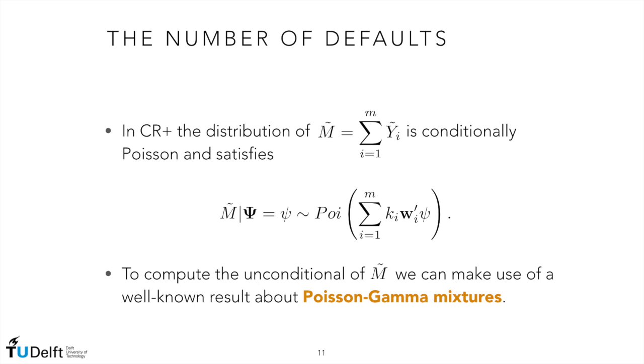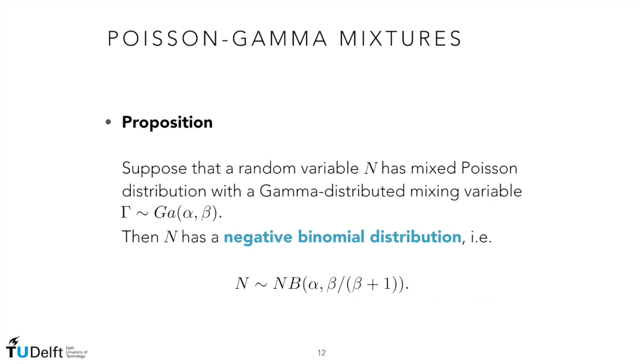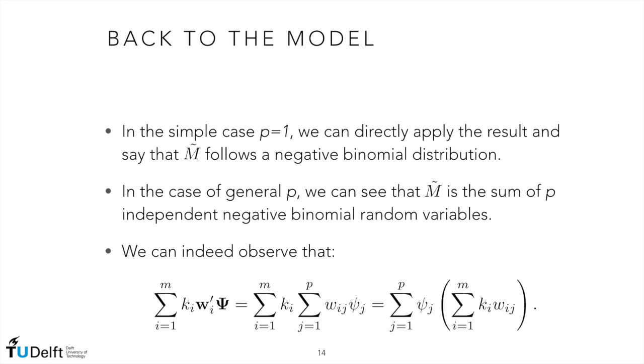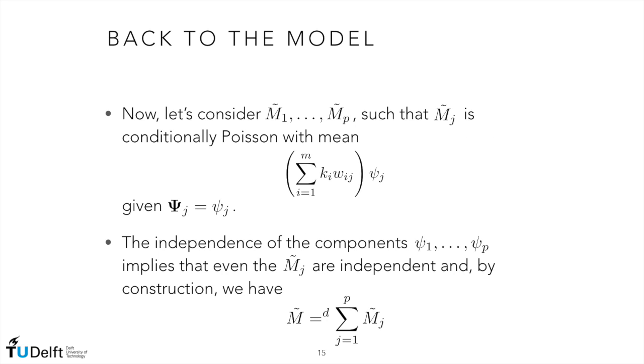For the derivation of the unconditional distribution of the approximate number of defaults, we can use the properties of Poisson-gamma mixtures. This is a popular result from actuarial sciences, which tells us that if a random variable N has a Poisson distribution with intensity λ, and this intensity is gamma distributed with parameters α and β, then N is negative binomial. The proof is simple, and you find it here if you are interested. If we assume to have only one common factor, then the negative binomial result can be immediately applied. In the general case with p factors, m̃ will be a sum of p independent negative binomials. This follows from the fact that we have assumed independent gamma distributed factors.